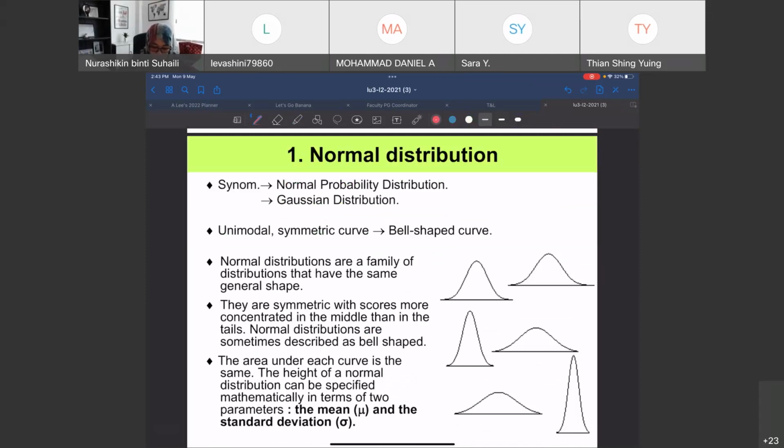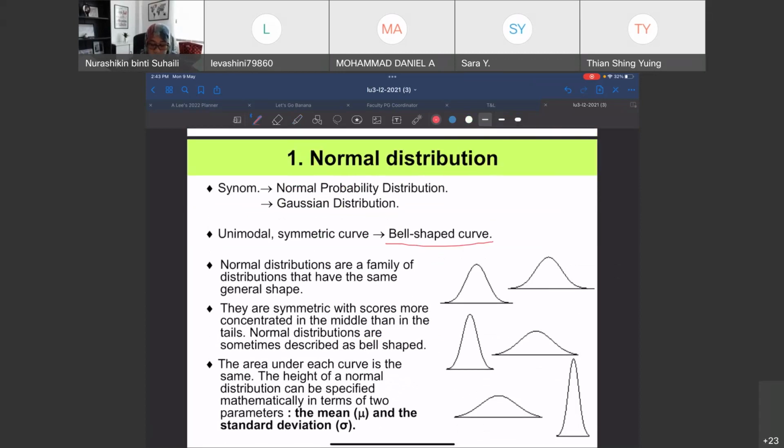Normal distribution, as I talked about just now, is also known as the bell-shaped curve. It is symmetric because it divides equally, so the area on one side is equal to the area on the other. The difference between one normal distribution and another is the height of the peak. The height could be different, and when the peak is shorter, the spread is wider. So they could be of different shapes.